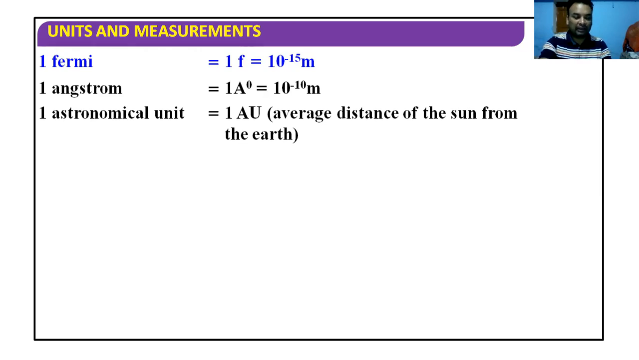the length or the distance of one object from the other object, then there is a very important term used, which is called the astronomical unit. So what is this astronomical unit? Astronomical unit is the average distance of the sun from the earth. Average distance, it's not a simple distance.